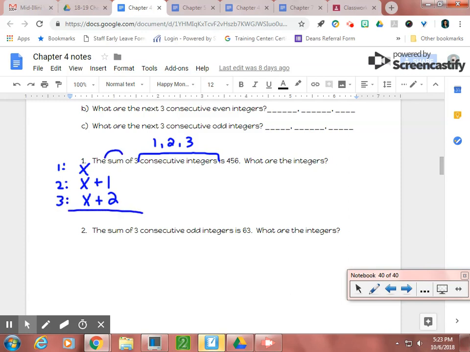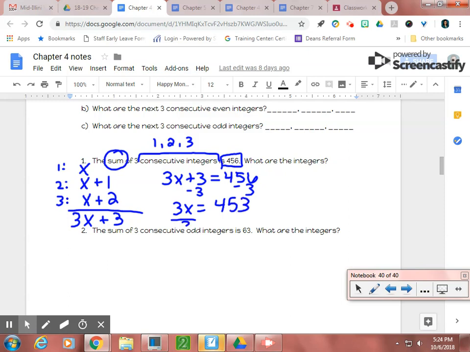So the sum of those, sum means to add. So if we add those, we get 3x plus 3. Then it is 456. So 3x plus 3 equals 456. So now we're just solving these. Subtract 3, and I get that 3x is equal to 453. Divide by 3, and x is going to be 151.